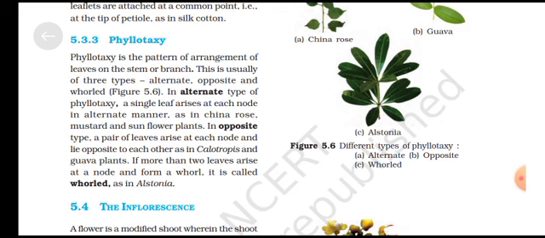Phyllotaxy is the pattern of arrangement of leaves on the stem or branch. This is usually of three types: alternate, opposite, and whorled. In the alternate type of phyllotaxy, a single leaf arises at each node in an alternate manner, as in China rose, mustard, and sunflower plants. In the opposite type, a pair of leaves arise at each node and lie opposite to each other, as in calotropis and guava plants. If more than two leaves arise at a node and form a whorl, it is called whorled, as in Alstonia.